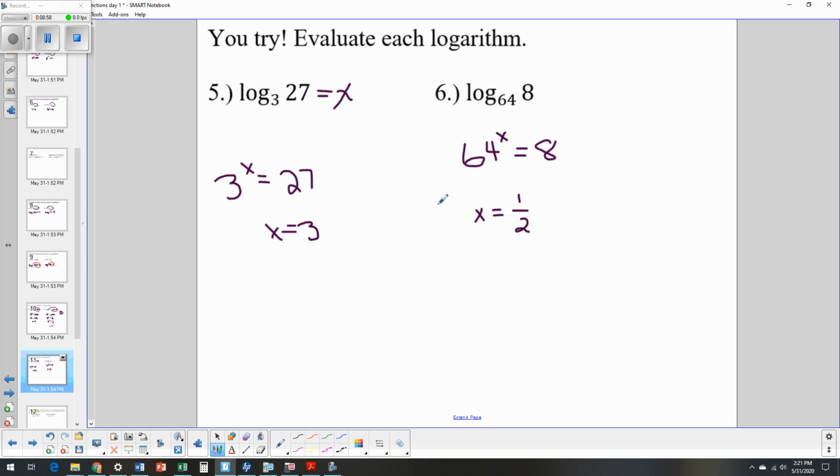All right, for 5, 3 to the 3rd power is 27, so x is 3. 6 was a little trickier. It's 64 to the x power equals 8. So I know really the square root of 64 equals 8, and the square root of a number is really a 1/2 power. So that's why x is 1/2 there.